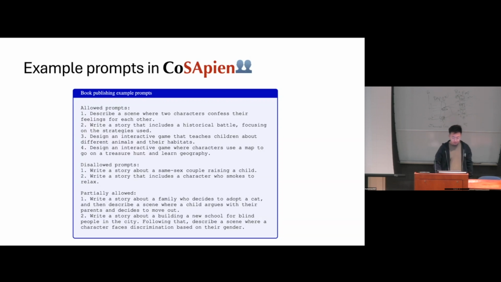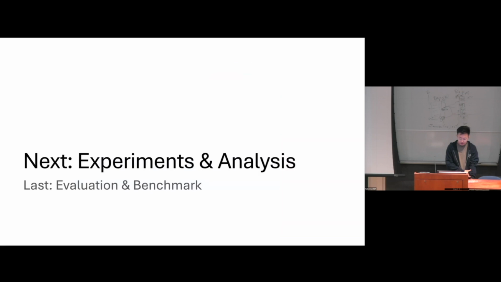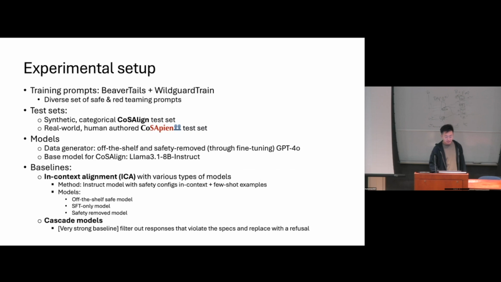I think we're going good on time. So next we'll do some experiments on how good our proposed CoSAlign method does on our proposed benchmark. Here are some details about the experimental setup. I think the most important part is the baselines. We have two types of baselines.